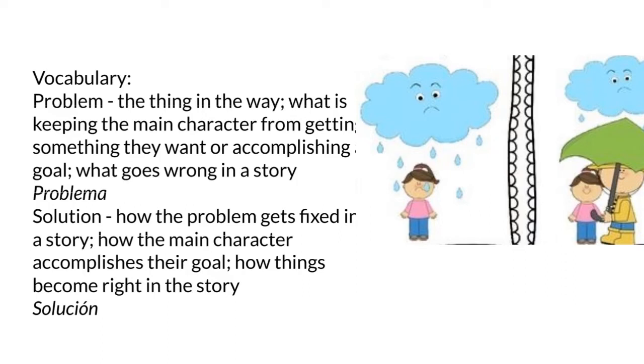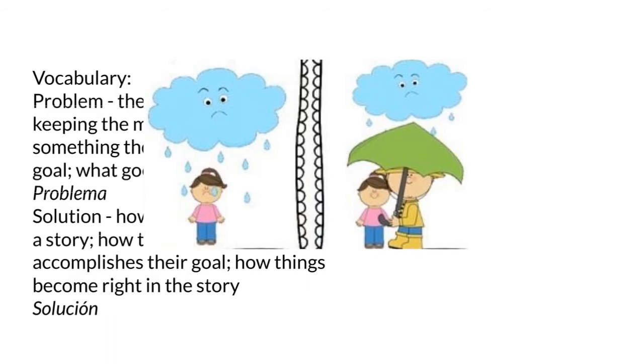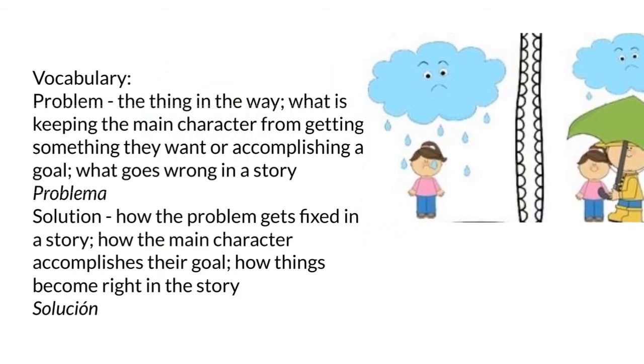Solution is how the problem gets fixed in a story, how the main character accomplishes their goal, or how things become right in the story. So right over here, we have a problem. Problem is, the girl's in the rain. She doesn't like it. She wants to be dry. She wants to be happy, but she's having the problem of having the rain, right? The rain is keeping her from being warm and happy. Well, what's the solution? Looks like a friend comes along and helps her by offering an umbrella. So, problem and solution are our key.